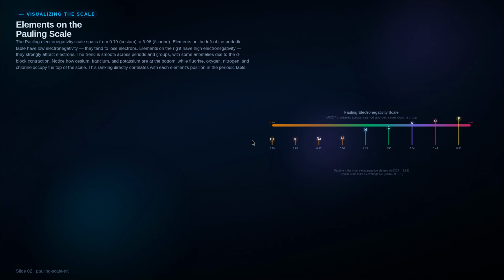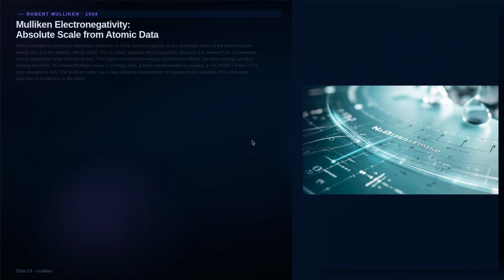Notice the smooth progression from the electropositive metals on the left to the highly electronegative nonmetals on the right. This ranking directly correlates with each element's position in the periodic table.